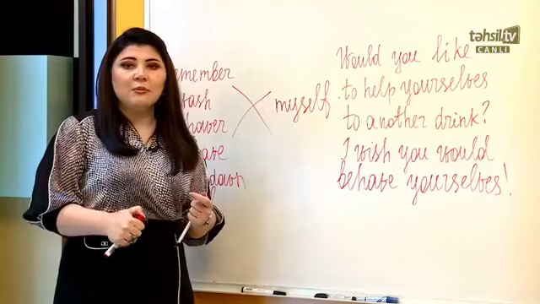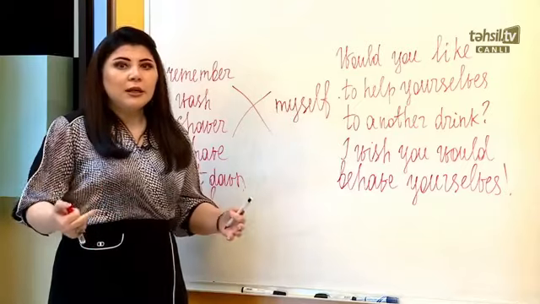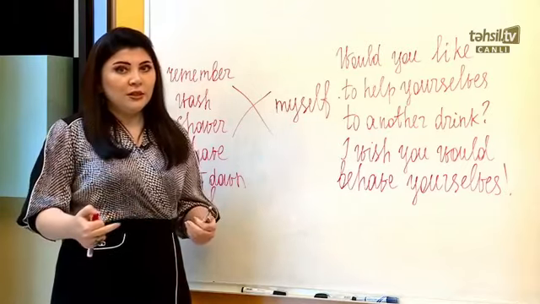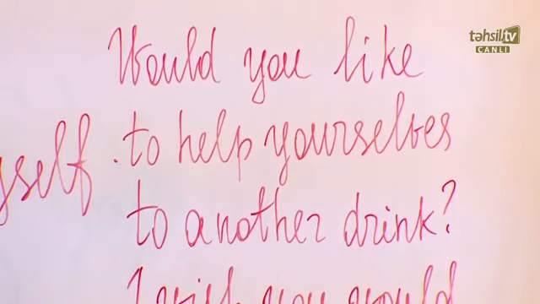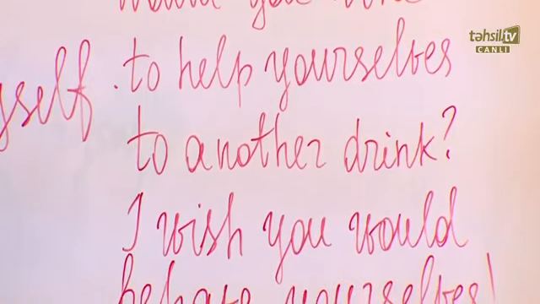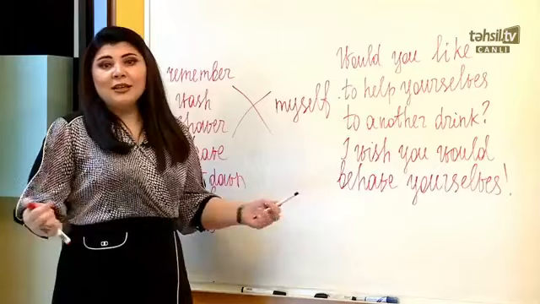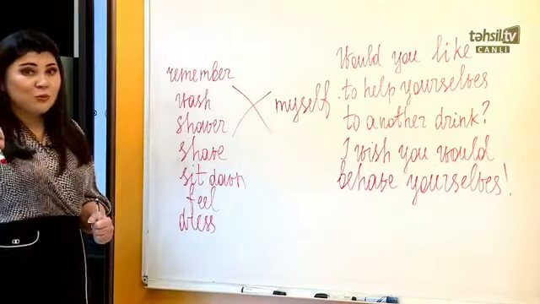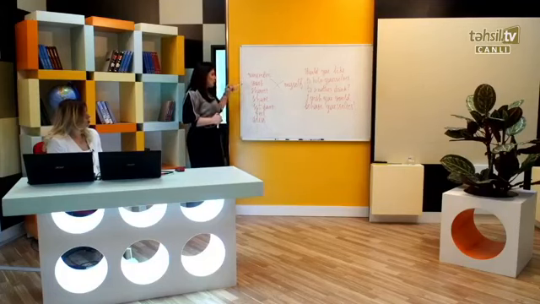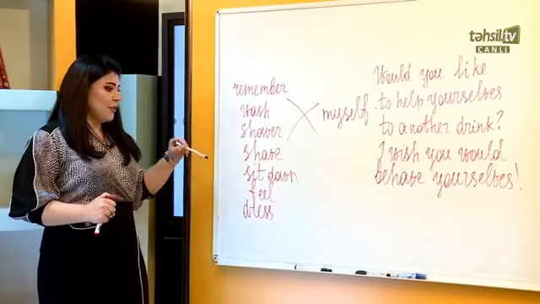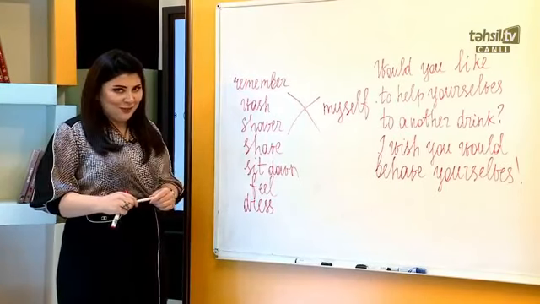Or another sentence, for example, he found himself lying on the ground. It means that he was surprised when he saw that he was lying on the ground. You see? Or he busied himself working in the garden. It means he worked busily in the garden, or he worked hard in the garden. So these are examples, students. One more time, bear in your mind that these verbs, remember, wash, shower, shave, sit down, feel, dress, are never used with the reflexive pronoun myself.